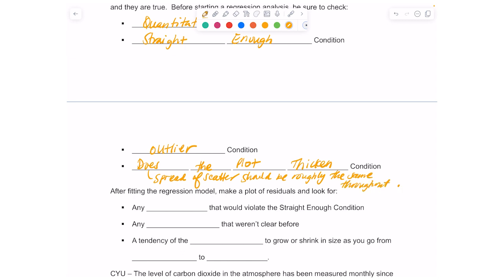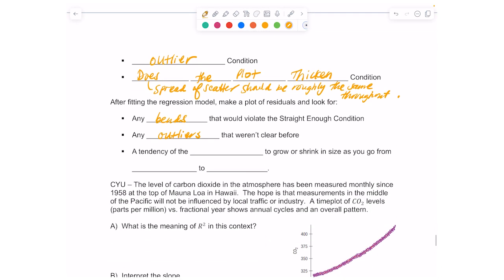Okay, after fitting the regression model, make a plot of the residuals and look for any bends that would violate the straight enough condition, any outliers that maybe weren't clear before, a tendency of the residuals to grow or shrink in size as you go from left to right. Okay, so you'll want to check all those things.